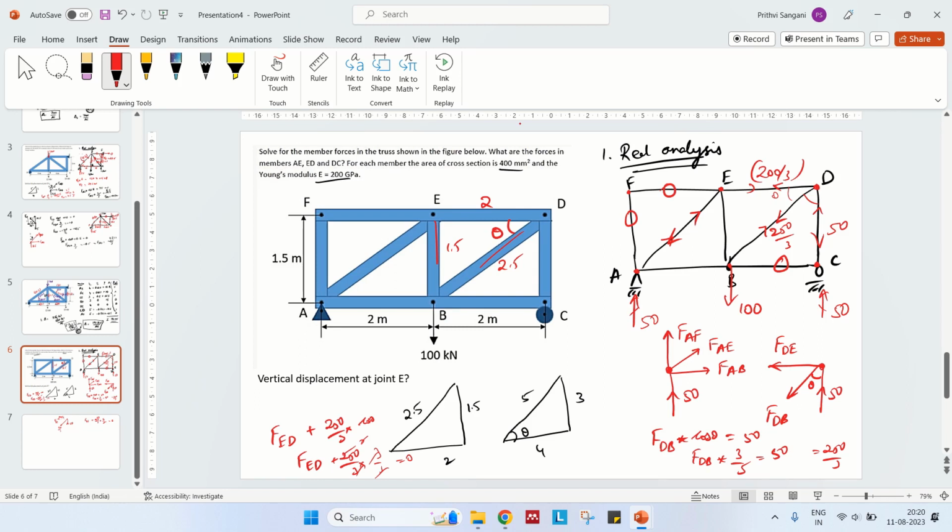Fine. Let us say this is x. X times this is theta. How much is theta? So if this is cos theta, x cos theta should be 50, right? So what is this theta? Cos theta is this is 1.5 and this is 2.5, so that is 3 by 5. So this is 50, and this should be 100.